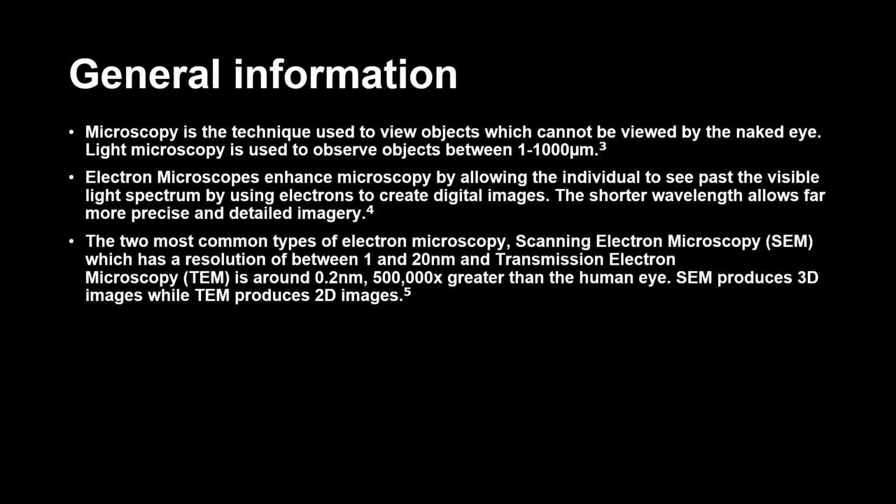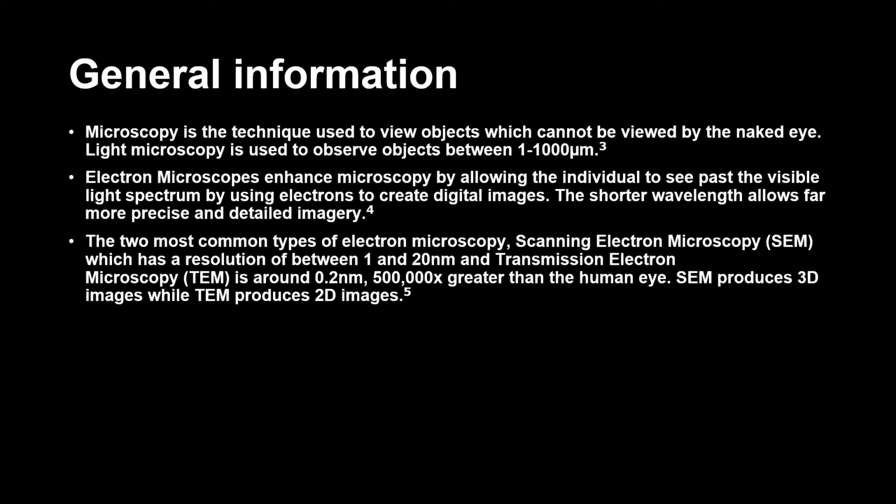Primarily, there are two types of electron microscopy: scanning electron microscopy, SEM, and transmission electron microscopy, TEM. TEM is used with a thin layer of sample and produces 2D images, and SEM uses the surface of a sample and produces 3D images, although it's important to note in both cases the images are in black and white and need to be colored artificially at a later date.